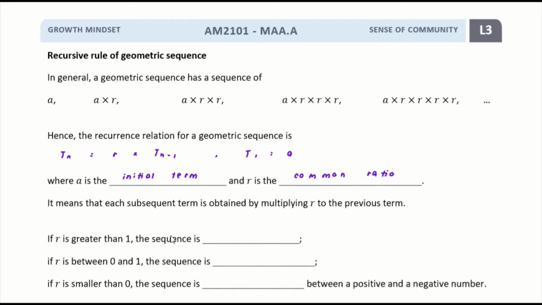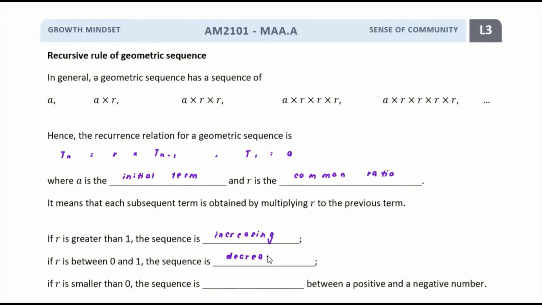If you get an R that is greater than 1, then you can imagine that the sequence is increasing. You can try with your calculator: use any number greater than 1 to multiply a number, and the product will definitely be greater than your original number. If your R is between 0 and 1, meaning a decimal starting with 0 point something, similar to a fraction smaller than 1, then the sequence is decreasing.